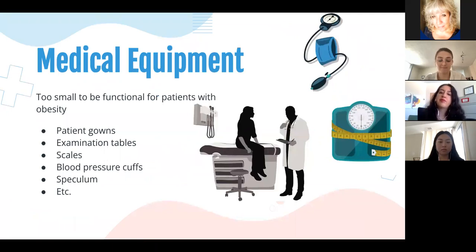Next up, we have medical equipment. That could be too small to be functional for patients with obesity, such as patient gowns, examination tables, scales, blood pressure cuffs, speculums, etc.